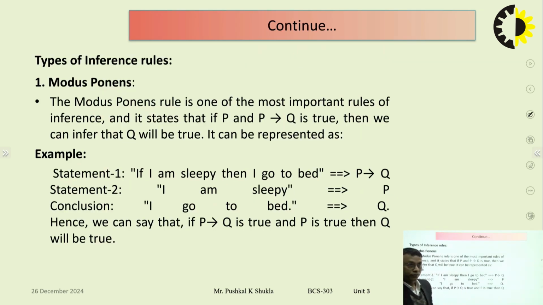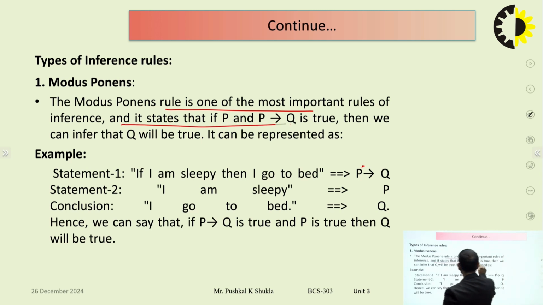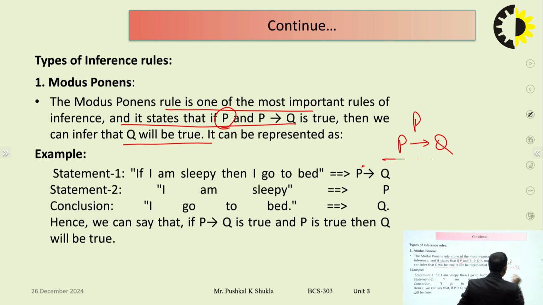Types of inference rules. If we discuss the types, then the first one is the modus ponens rule. The modus ponens rule is one of the most important rules of inference and it states that P and P implies Q is true. What it states? If proposition P is true and P imply Q is true, so this will infer Q will also be true. So, what it infers? P is true and P imply Q is true. Yeah, this is true and this is true. So, therefore, it infers Q is also true.